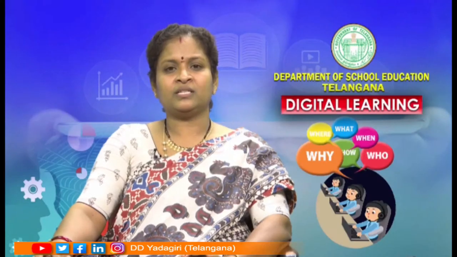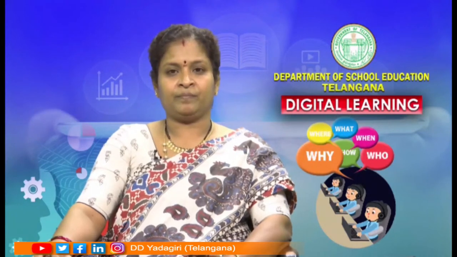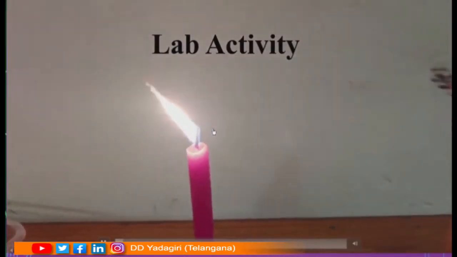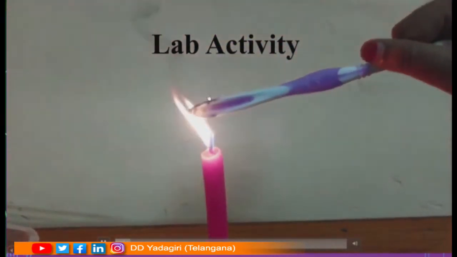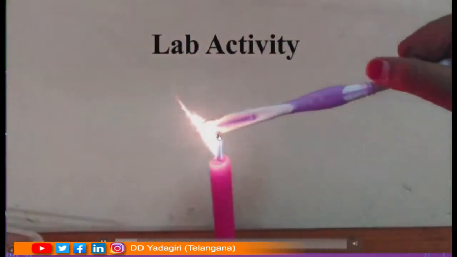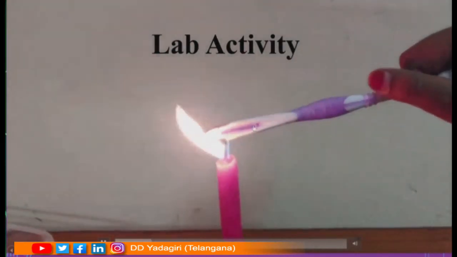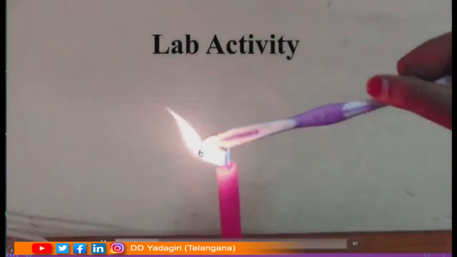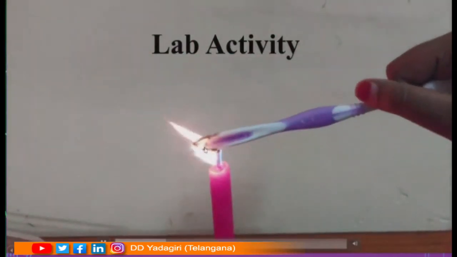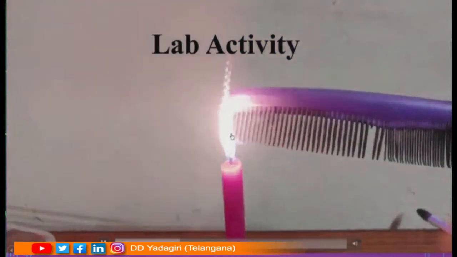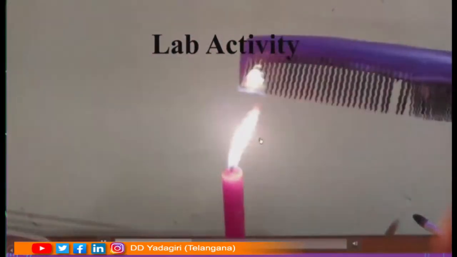You can identify such plastics at your home also by doing a small activity. See this lab activity given in your textbook. I have taken a candle here. Now take different types of plastic materials available in your house and keep burning them. I have taken the handle of a toothbrush, and observe the melting process. I have taken an old comb, so you observe it. It is melting.